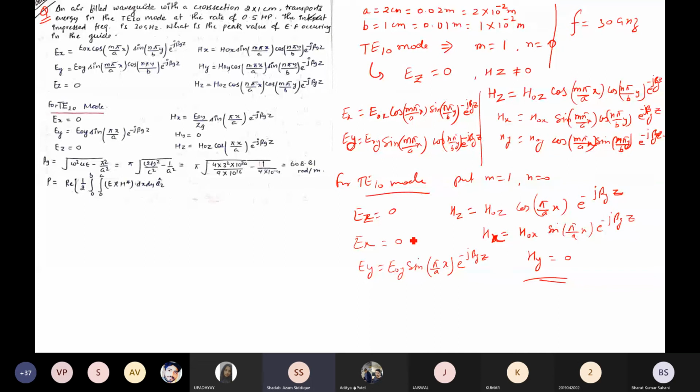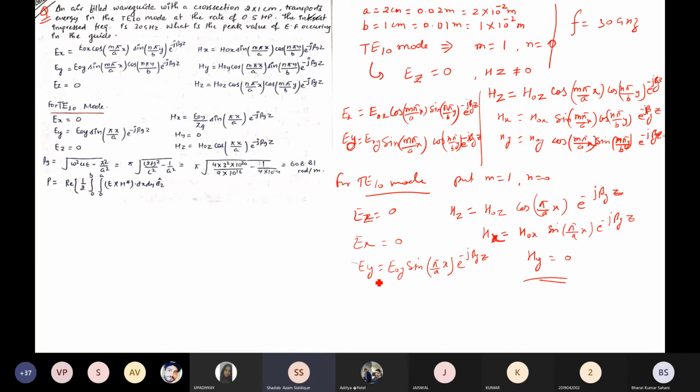Okay, that is all 6 equations we have. In those 6 equations, 3 equations are 0, and only these equations remain. Now, can you tell me how we need to find the intensity? We need to find the equation which is asked. What is the peak of the electric field occurring in the guide? So the peak of the electric field that is occurring in the guide.